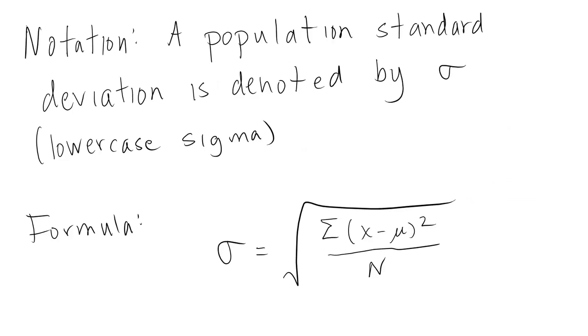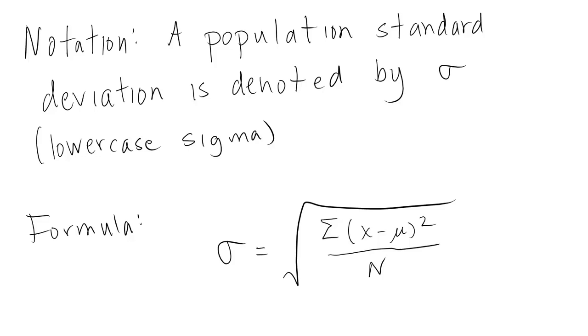First, a bit of notation. A population standard deviation is denoted by the lowercase version of the Greek letter sigma. The way I draw it kind of looks like a cursive O. You might want to look at one that's been typeset either on a computer or in your textbook to see exactly what it should look like. Just like with means, we use a Greek letter for the parameter.